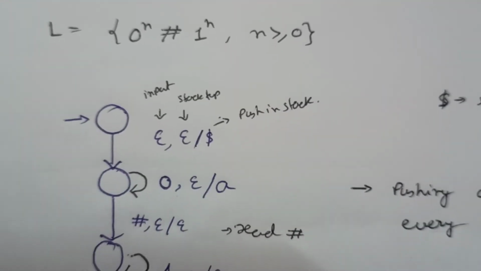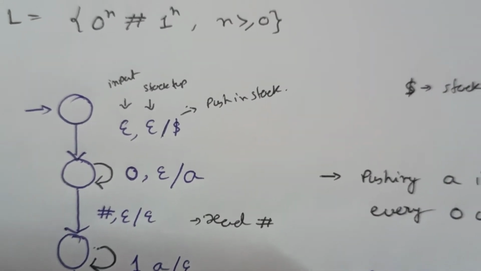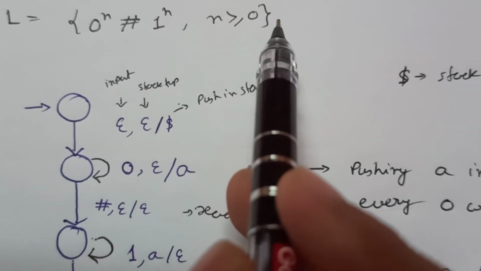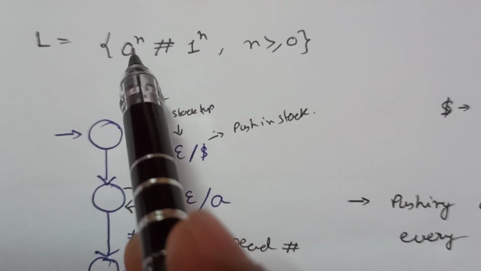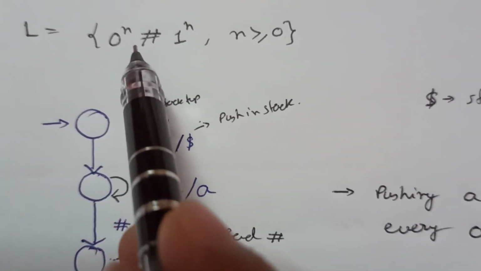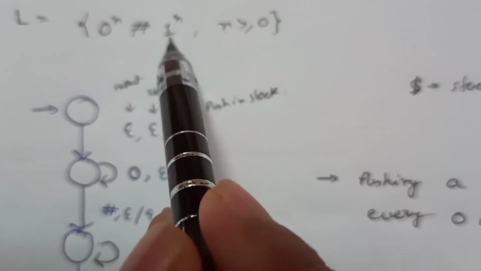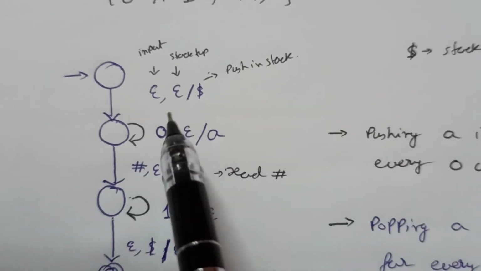So this is our context free language. Here it is L equals 0 to the power n, then a symbol that is hash, and 1 to the power n, where n is greater than or equal to 0. So how can we design that? See, for all the zeros we will push something in the stack, and whenever we are having 1 in our input we will start popping it out. Okay, so this will accept our language. So let's see.